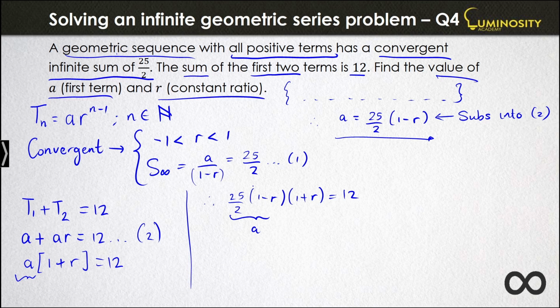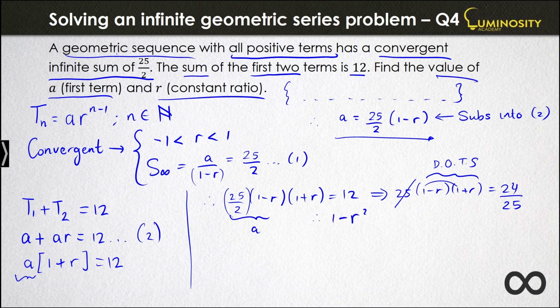So now I've only got r's here. Therefore, I can now solve this quite nicely. To get rid of this 25 over 2, I'm going to first multiply both sides by 2. So that'll give me 24. And then I'm going to divide both sides by 25. On the left-hand side, this is actually the difference of two squares. So if I distribute it out, that'll become 1 minus r squared. And that's equal to 24 over 25.